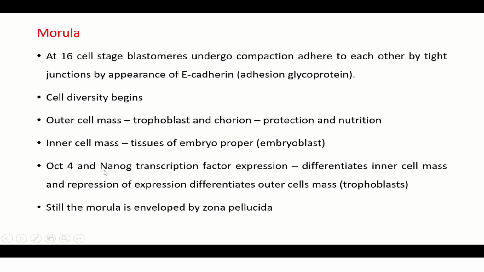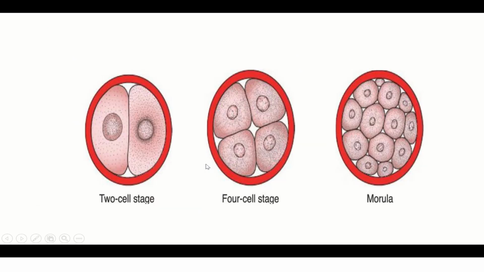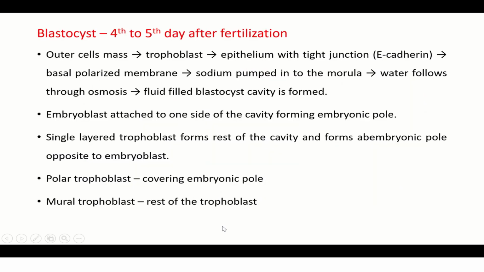If these two transcription factors are expressed, the blastomeres will differentiate into the inner cell mass, which forms the embryoblast, which gives rise to tissues of the embryo proper. If these two transcription factors are prevented from expression, the cells differentiate into the outer cell mass, which forms the trophoblast and chorion for protective and nutritive functions. Still, the morula is enveloped by the zona pellucida in order to prevent implantation at an abnormal site. You can see here the 2 cell stage, 4 cell stage, and 16 cell stage covered by the zona pellucida.